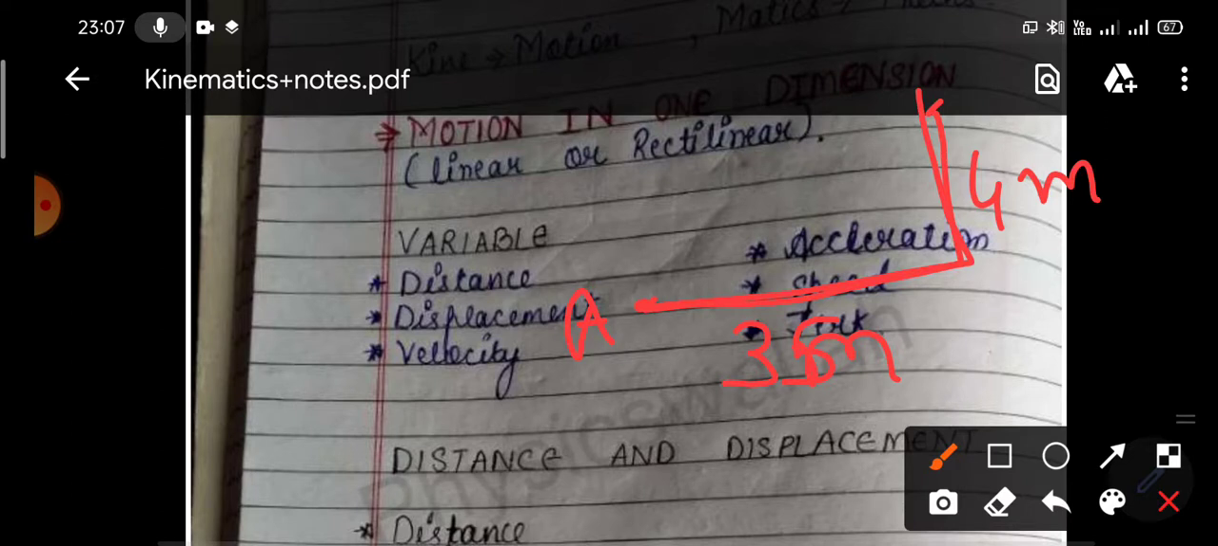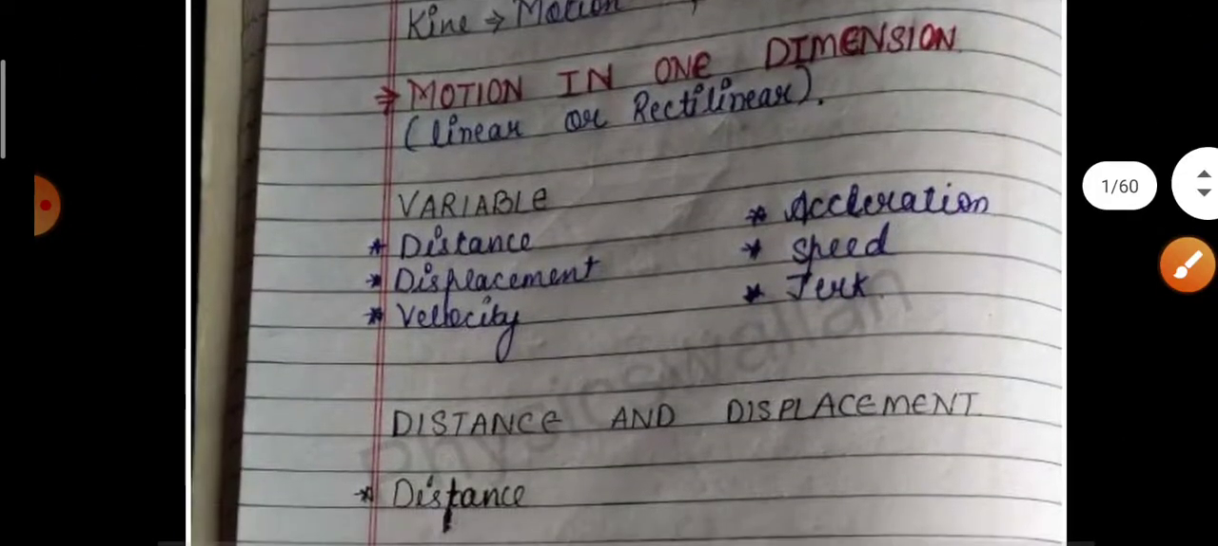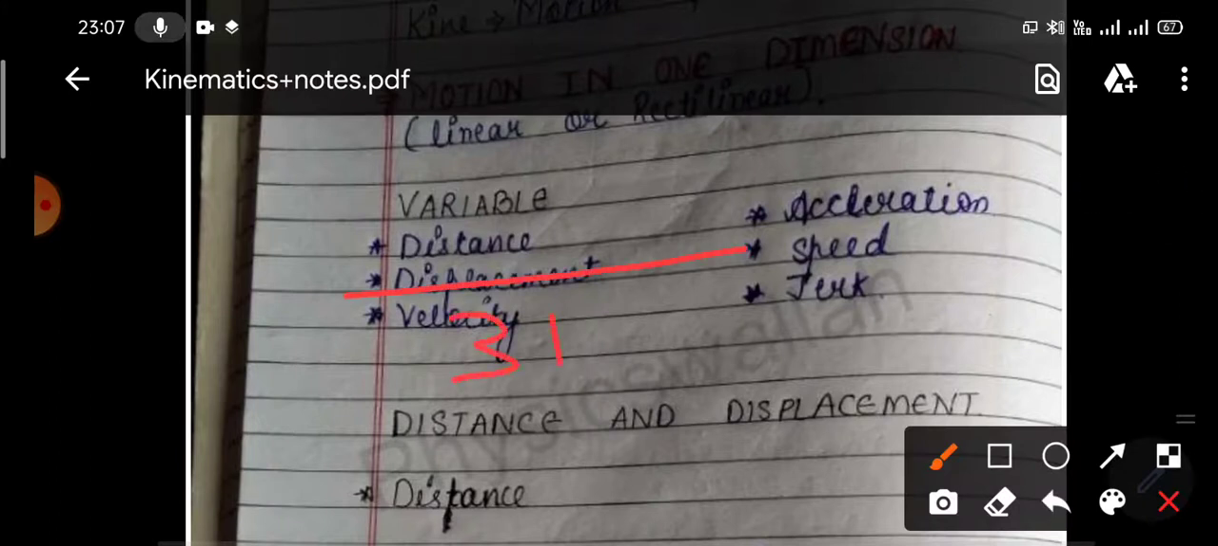Now if you cover the same distance in a straight line, then again your distance will be 3 plus 4. Suppose you have covered 3 meter in the x direction and then again 4 meter in the same direction. This is your A, this is your B. Then again your distance will be 3 plus 4 is equals to 7 meters.